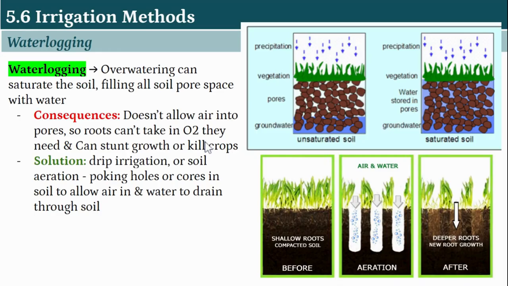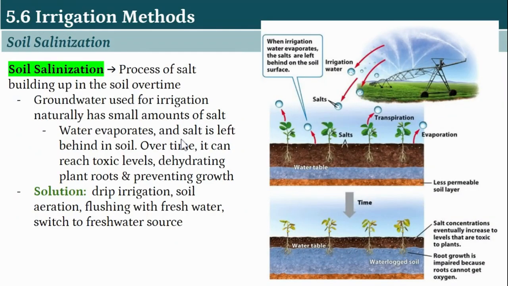So to prevent this, we could do drip irrigation or soil aeration, which is poking holes or cores in the soil to allow air in and water to drain through. This was our lab that we started and finished, and we will do a lab report on this.